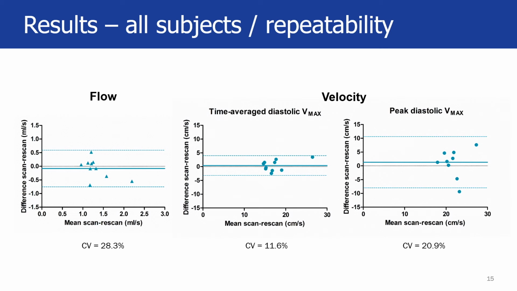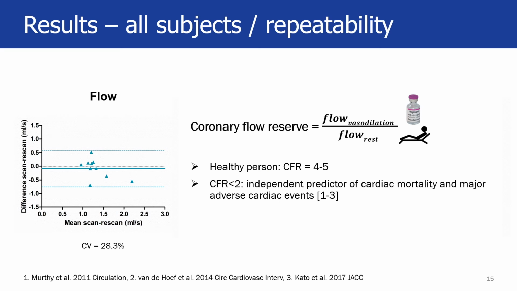What we are most interested in is the repeatability of the flow measurements, since what we eventually want to measure is the coronary flow reserve. That's this ratio. So we will then not only measure flow during rest, but also during maximal vasodilation. And this ratio has great prognostic value. In healthy people, it's around 4 to 5. In patients, it's around 2. Now, with this in mind, let's look at the graph again. Our results indicate that we are able to detect differences of at least 0.67 milliliters per second. Now, the differences we expect to see between maximal vasodilation and rest are way higher than this, so we will be able to pick up on them.